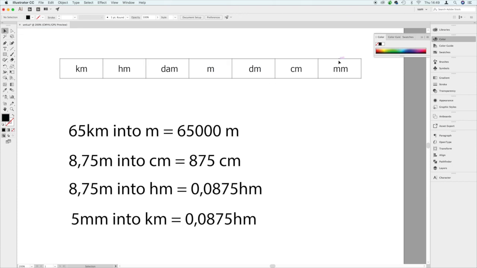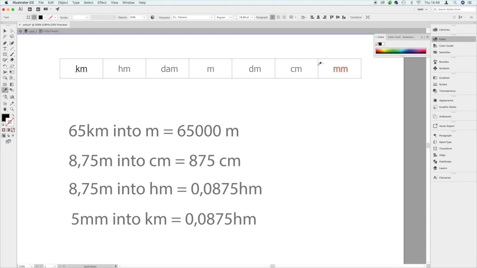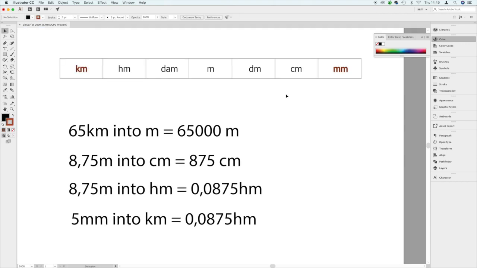So we're going from millimeters to kilometers. So I'm going to color that the same way, so it's easier for you. Wow, I'm doing a lot of jumps. 1 jump, 2 jumps, 3 jumps, 4 jumps, 5 jumps, 6 jumps to the left.